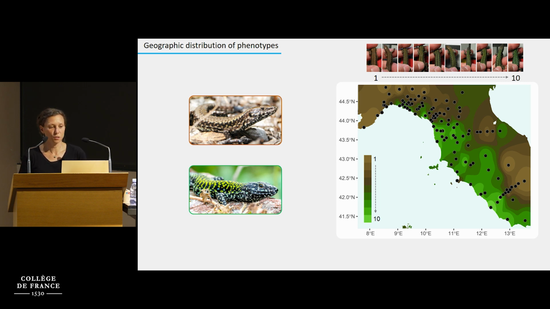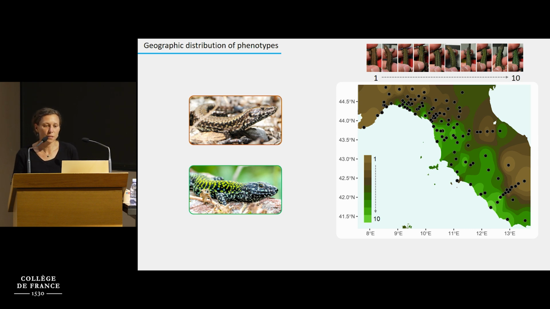So dorsal coloration, we score it in spectrophotometric data, but we can also score it simply by having a scale from 1 being entirely brown and 10 being entirely green animals. And then we have scored this for 70 plus populations across Italy. And I plotted here the average for males for each population. And then you can see that there's a nice continuous distribution across the landscape.